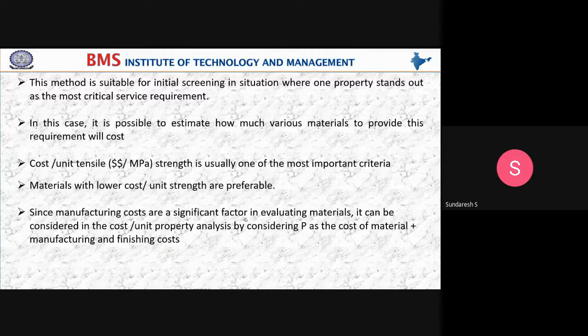So that's what I was talking about on the first slide. When you say cost, the manufacturing cost also plays a vital role. You need to select a material with good manufacturability. When selecting a material, you should know which material is easily manufacturable. If it requires a larger number of processes or techniques, then definitely the cost will shoot up. So you need to choose the material that is easily manufacturable, and this is considered in the cost per unit property analysis by taking P as the cost of the material plus manufacturing and finishing cost.